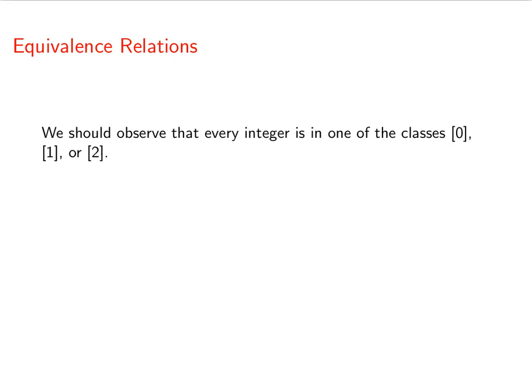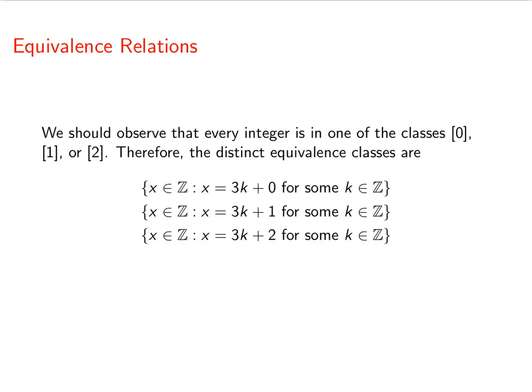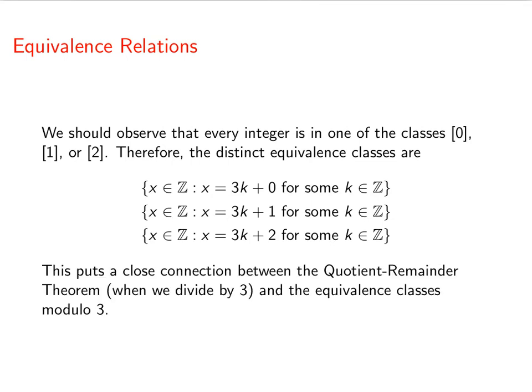Now, we should also note that every integer is in one of the classes: the class containing 0, the class of 1, and the class of 2. Every integer is in one of those classes. So that tells us what the distinct equivalence classes are. All of these are the distinct equivalence classes of the relation. Now, if you think about it, this really is giving us a very close connection between the quotient remainder theorem, when we divide by 3, and the equivalence classes modulo 3.